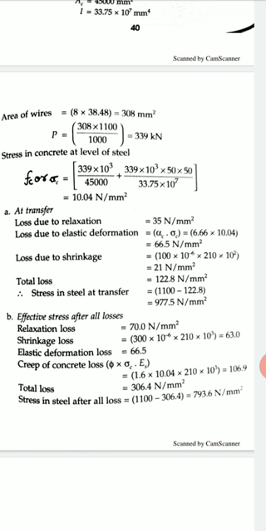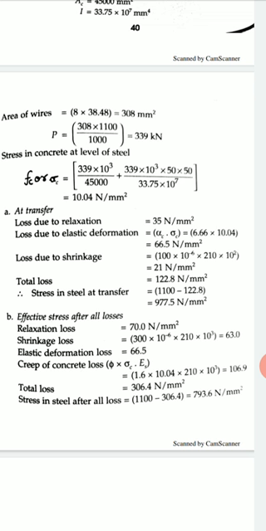That means at the transfer stage, or say in the initial stage, out of the 1100, which is the applied stress, we will have an effective stress of 977.5 Newton per mm square, which is acting. This stress we get after subtracting the losses at transfer stage.